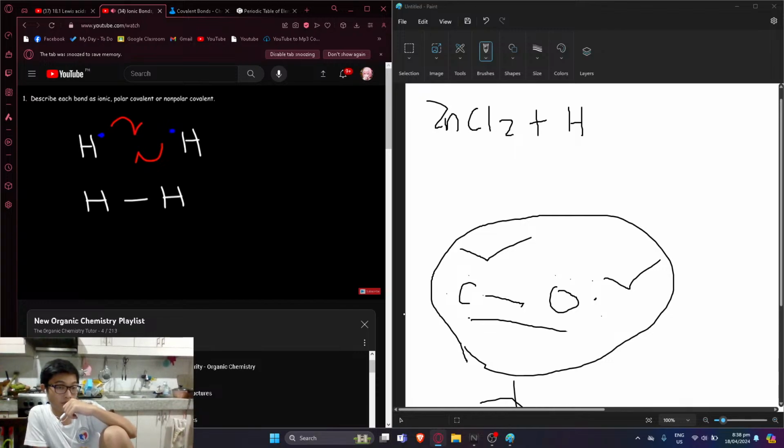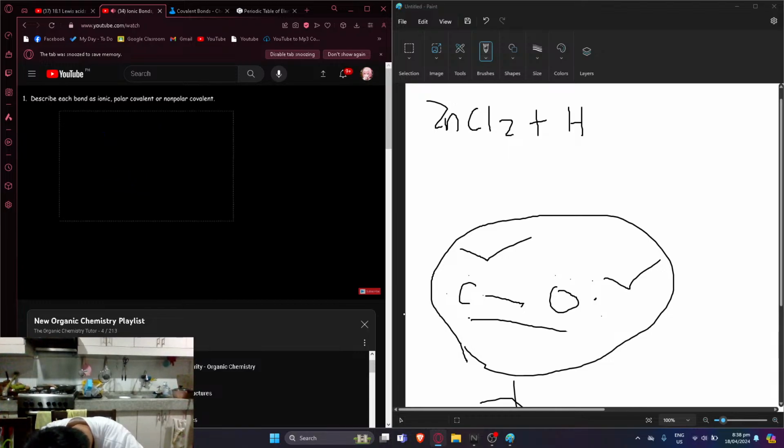The electrons are shared. In an ionic bond, you had a transfer of electrons. Sodium gave up an electron, chlorine accepted it. But here, both hydrogen atoms contributed an electron to create this covalent bond. And so that's why it's not ionic, but it's covalent. You have a sharing of electrons as opposed to a transfer of electrons.